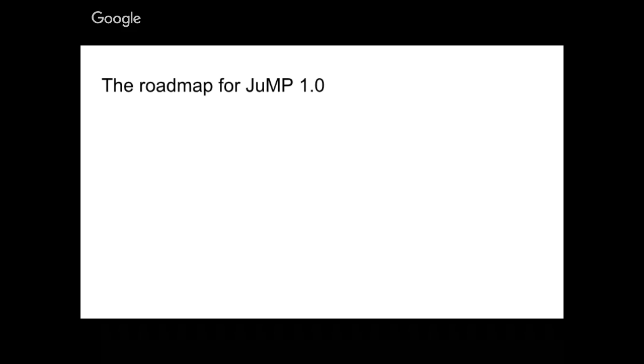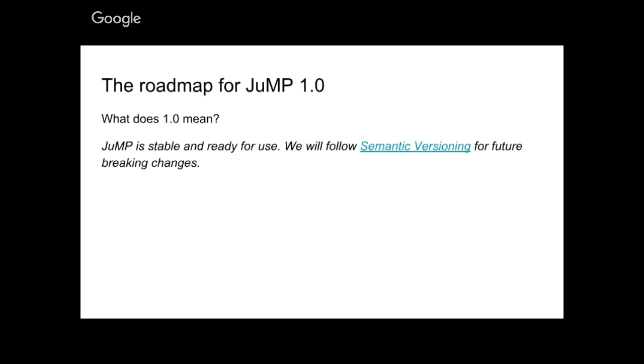For JuMP 1.0, I'm going to present a roadmap. First question you should ask is, what does 1.0 mean? Implicitly, it means that it's stable and ready for use. So even if you're conservative about adopting new software, like I don't want to try new things, let other people try it first, after 1.0, we can say a lot of people have tried JuMP already. Now it's time. Now you don't have to be too worried about it.